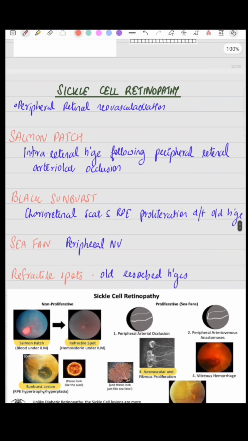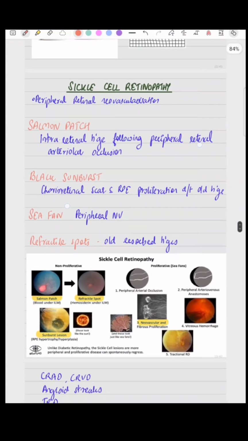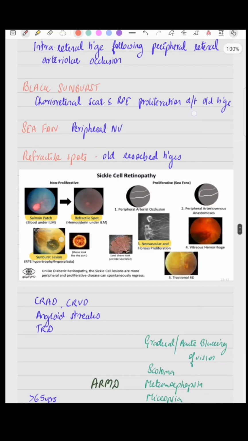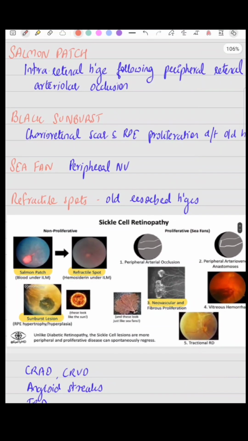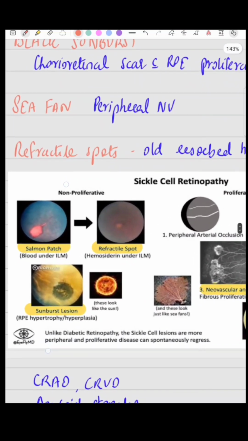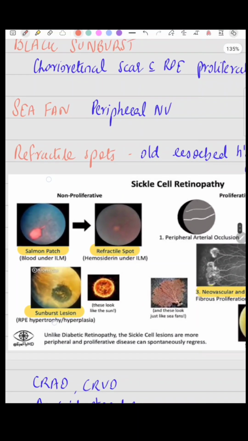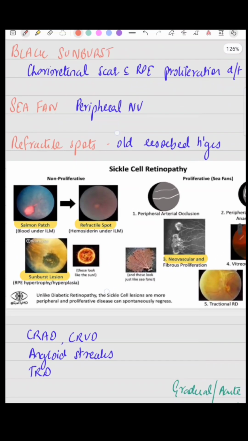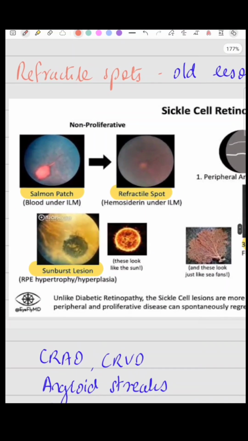Next is sickle cell retinopathy. Sickle cell retinopathy is peripheral retinal neovascularization. There can be vitreous hemorrhages, then fibrovascular proliferation in the superior temporal periphery like a sea fan. These are the manifestations in sickle cell retinopathy. There will be a salmon patch. These are intraretinal hemorrhages following peripheral retinal arteriolar occlusion.